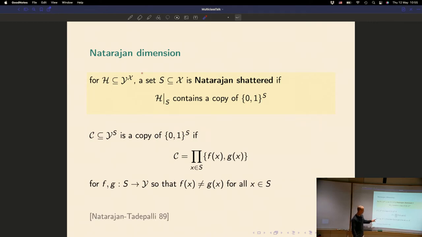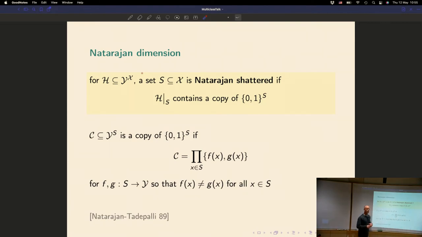It means that there is a way to assign to each value in S some value in Y. So for each x in S, we have f of x and g of x. This is like the 0, 1 values for each x. A collection of functions is a copy of the cube if it's a copy where we replace 0 by f of x and 1 by g of x.